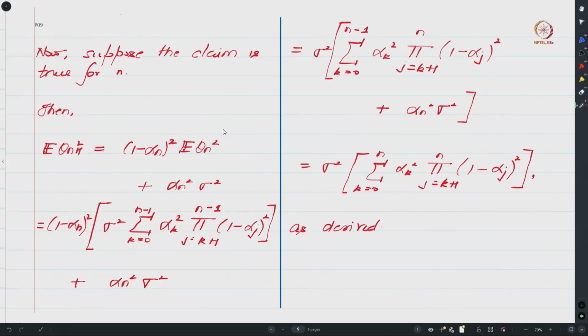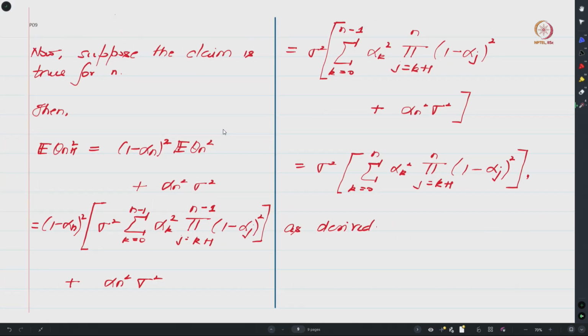Now we are going to presume that the claim is true for some arbitrary value of n, and then check if the expression for n plus 1 follows the pattern that we have indicated. Now the expected value of theta n plus 1 square from our earlier expression equals (1 minus alpha n) square times expected value of theta n square plus alpha n square sigma square.